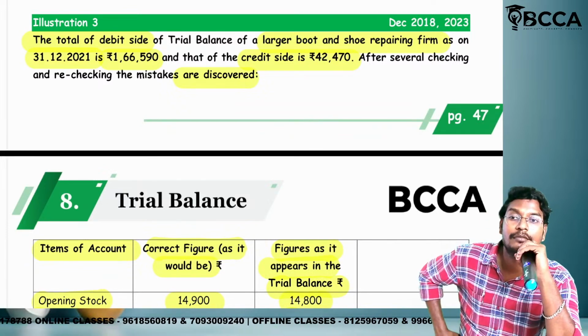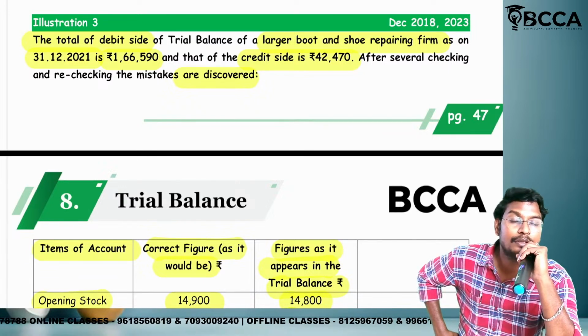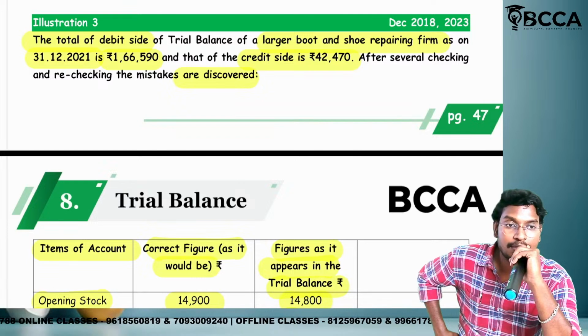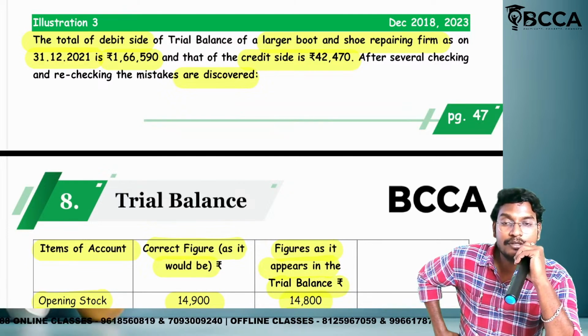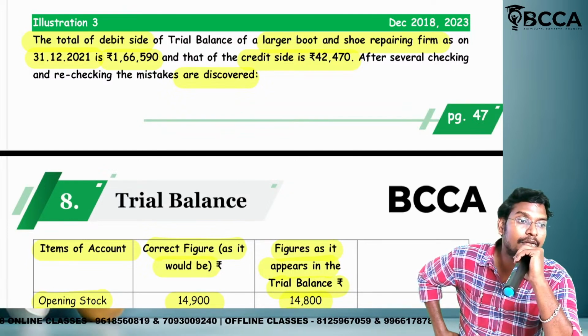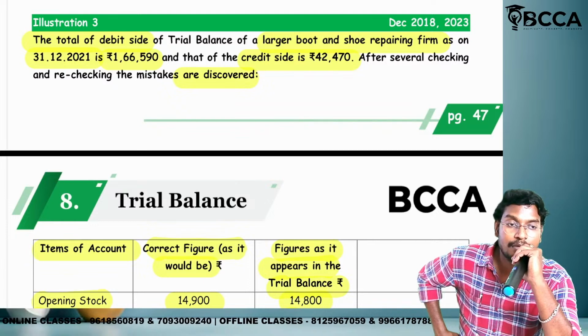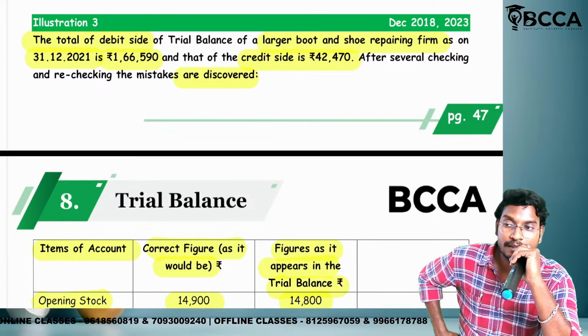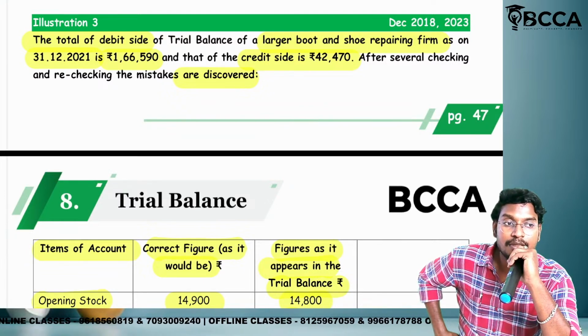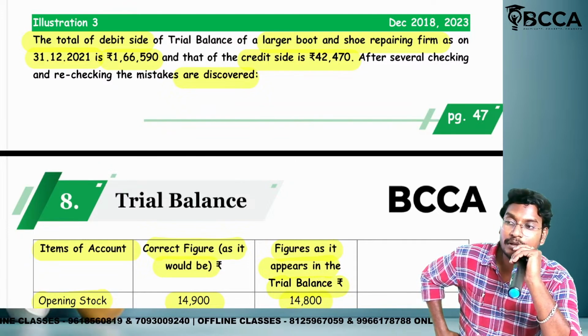Closing stock. If you record the opening stock in purchases, we need not record the closing stock in the trial balance. If we have recorded the adjusted purchase, we have to record the closing stock in the trial balance. On which side do we need to record the closing stock? Debit side. Adjusted purchase will be recorded on the debit side. Opening stock will be recorded on the debit side. Purchase will be recorded on the debit side.